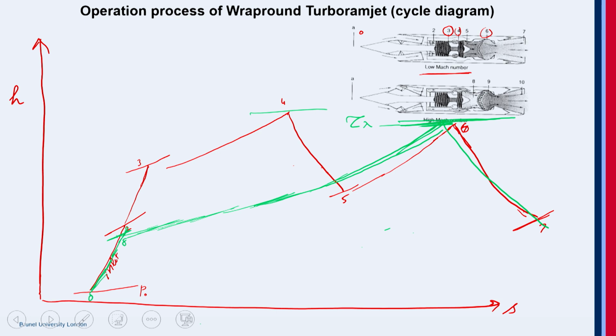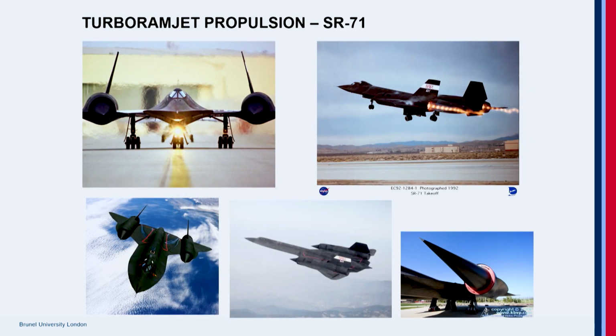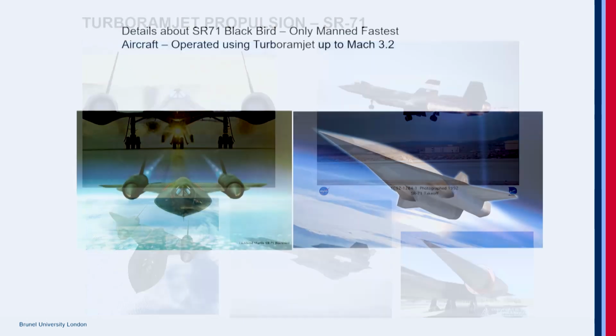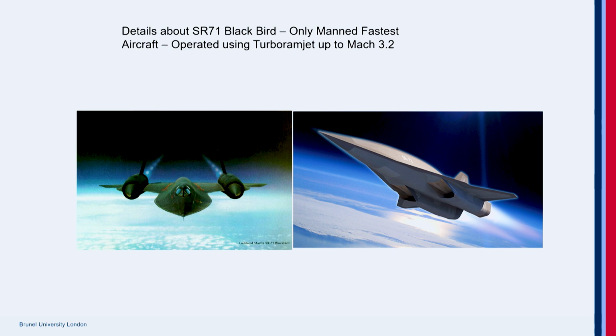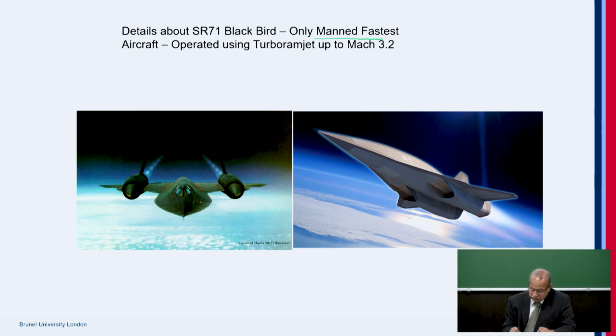This is the cycle diagram for the wraparound turbo ramjet. Here you see the SR-71 Blackbird. It is the fastest manned aircraft, at Mach 3 something in that range. You see the shock diamonds in flight. It is the only manned aircraft operating using a turbo ramjet, up to Mach 3.2.